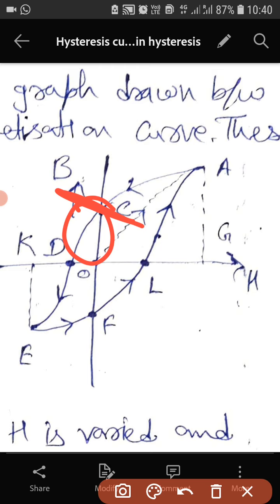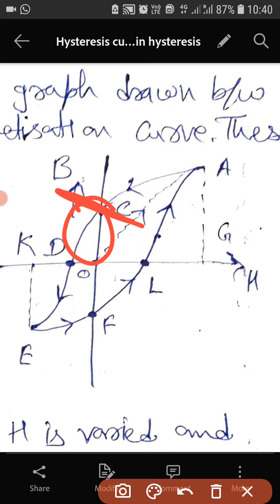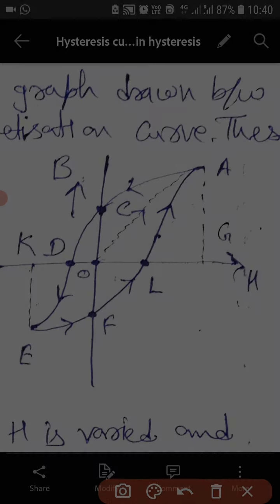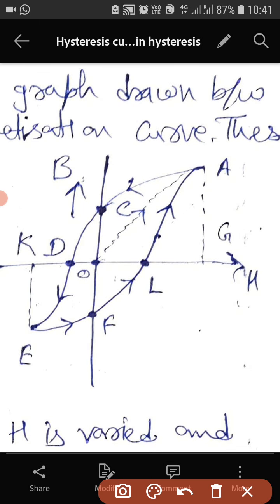So retentivity is a characteristic of the magnetic material. It is different for different materials: different for iron, different for steel and cobalt. The residual magnetism which remains even in the absence of a magnetic field will be different for different materials.